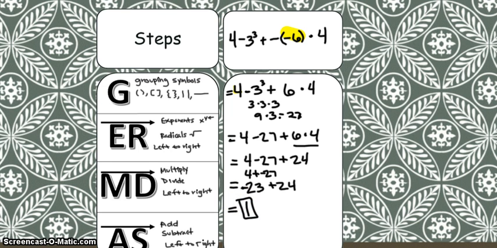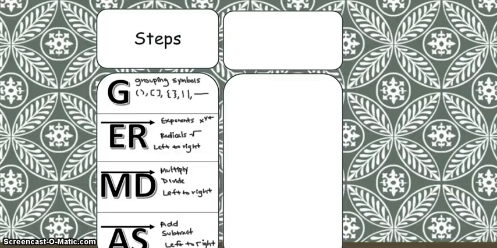Okay? So whenever you do this, always go back and check, is there a grouping symbol now? Is there an exponent or radical? Is there multiplying and dividing? Is there adding and subtracting? Always start over no matter what step you're on. Alright, last column.